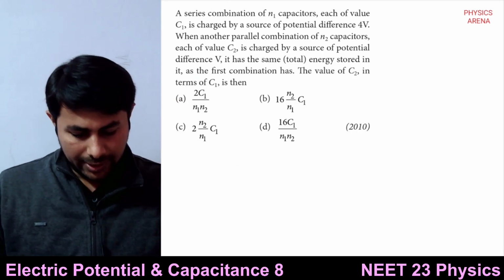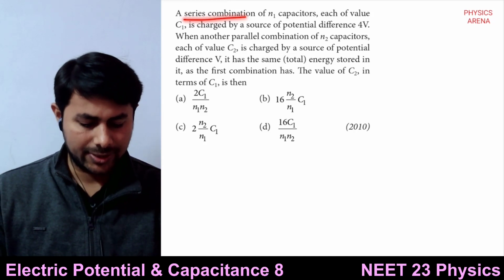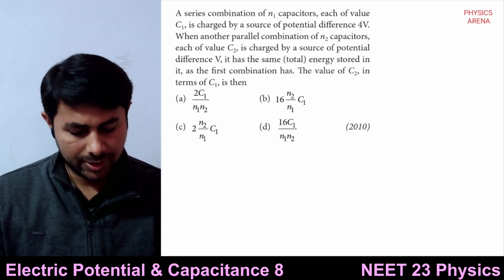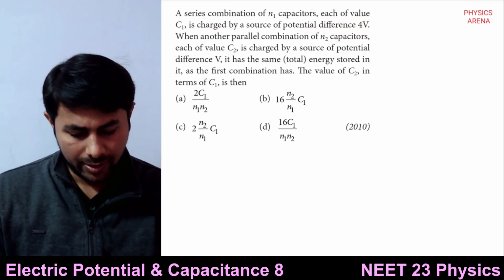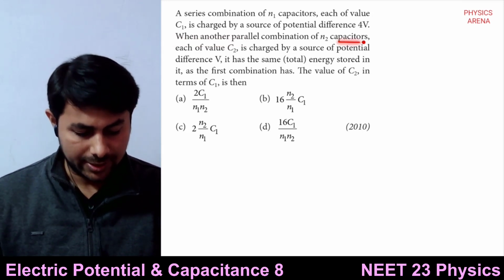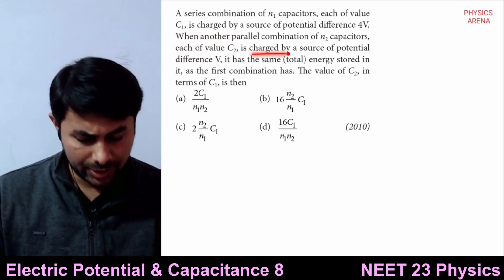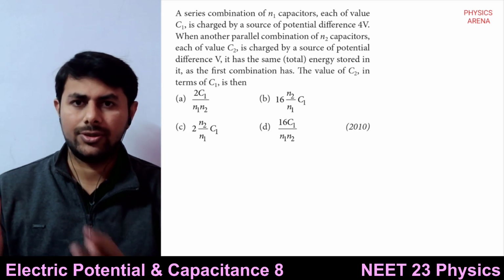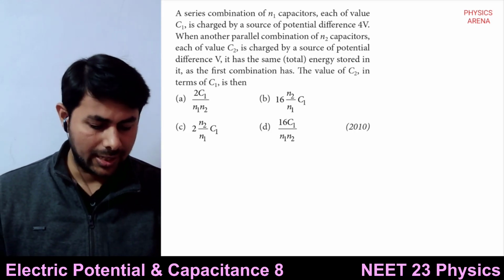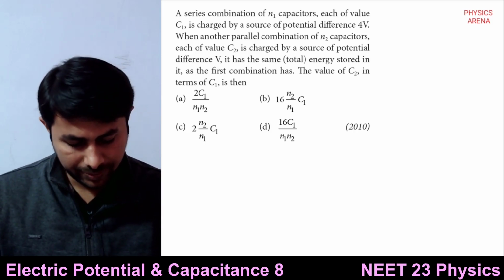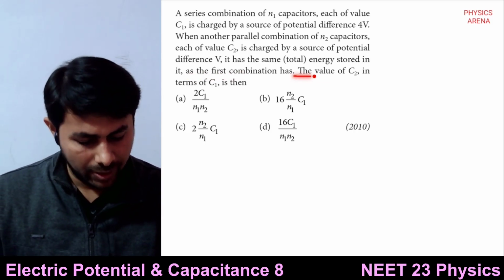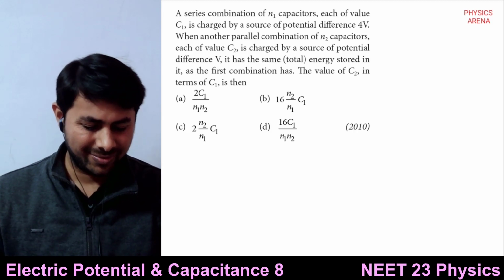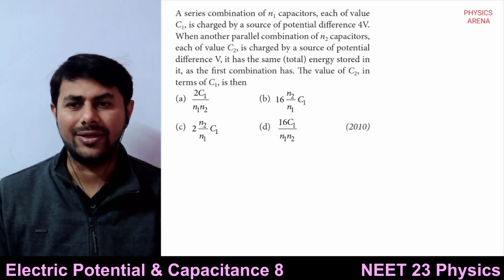Option C. Next question. A series combination of N1 capacitors, each of value C1, is charged by a source of potential difference 4V. When another parallel combination of N2 capacitors, each of value C2, is charged by a source of potential difference V, it has the same total energy. So the series combination and the parallel combination have the same total energy. The value of C2 in terms of C1 is then? This is the question.